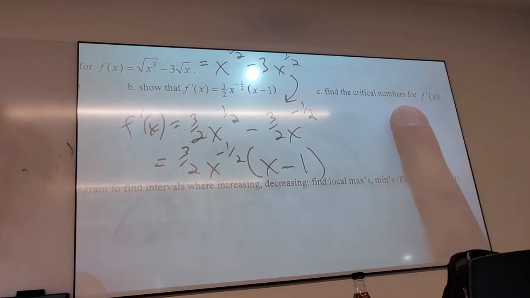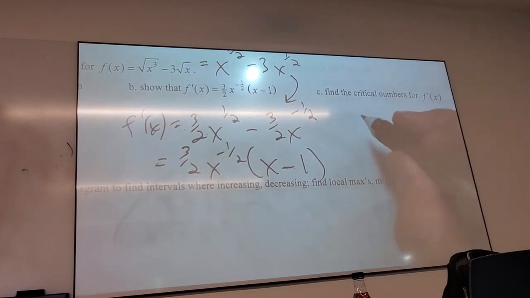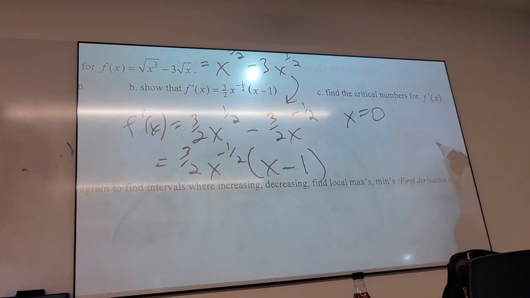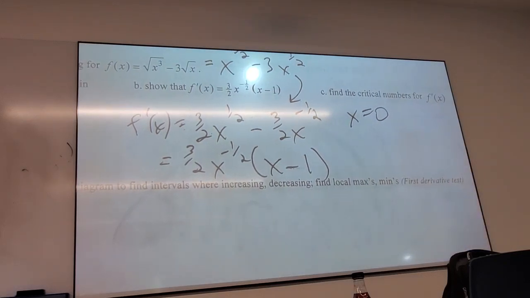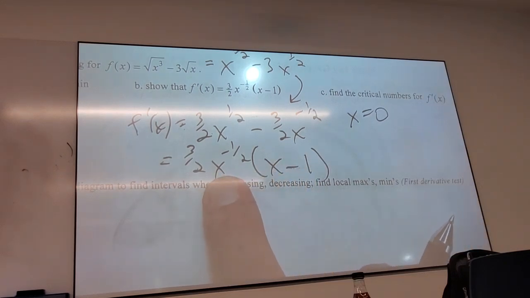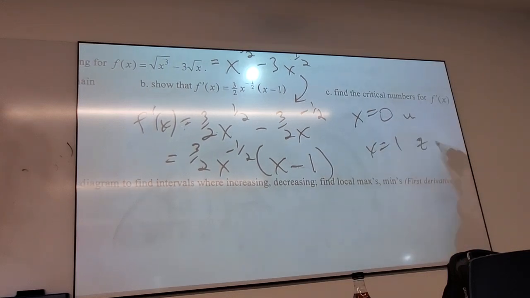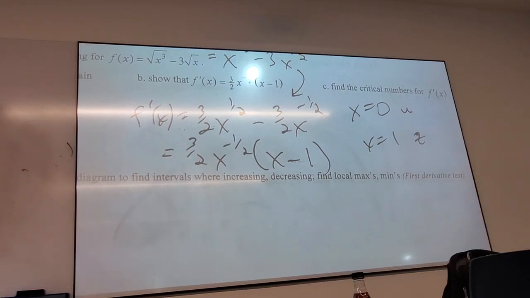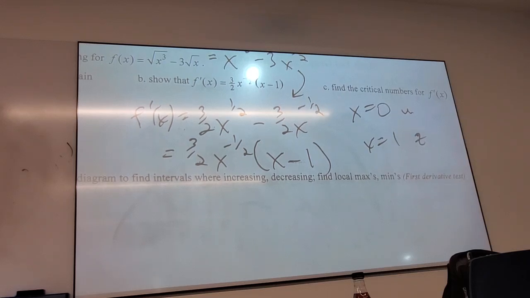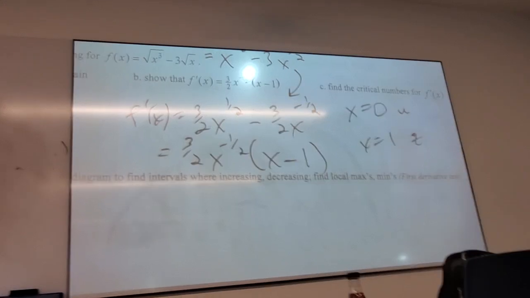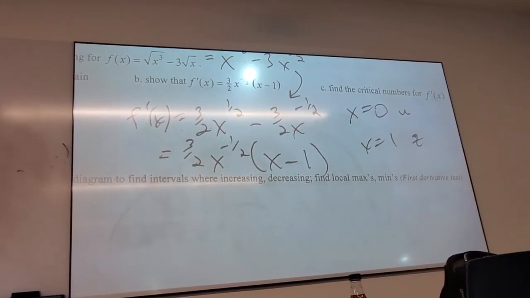What are my critical numbers? 1 and 0. Why is 0 an answer? What does 0 do to the derivative? It makes it undefined, so it's 0 because it's undefined there. And why is 1 an answer? Because when I plug in 1, I get 0 for the derivative. What would be the case when one of the answers is not 0? Then you don't write 0.